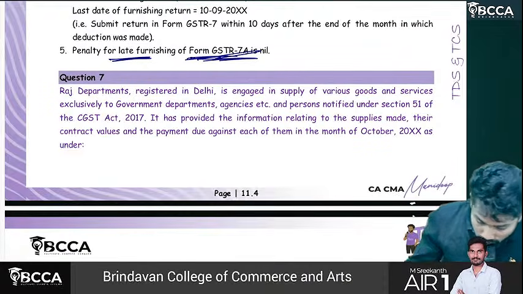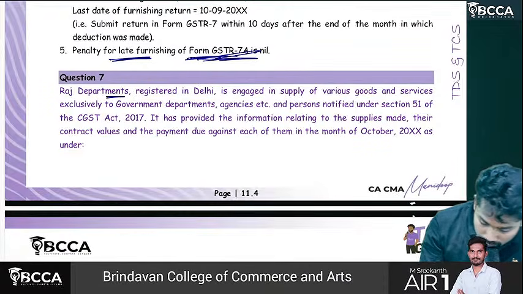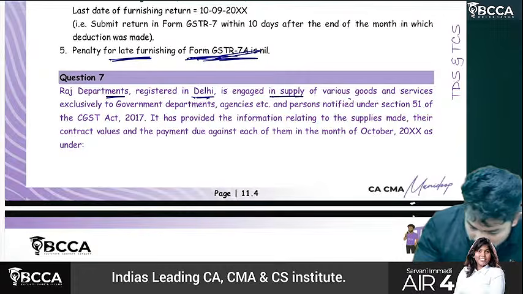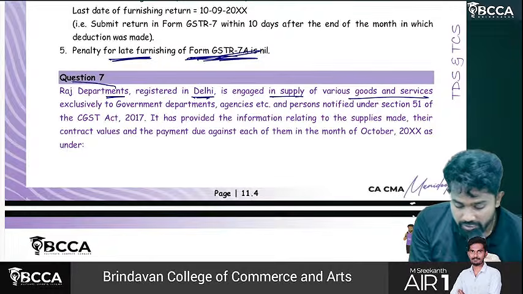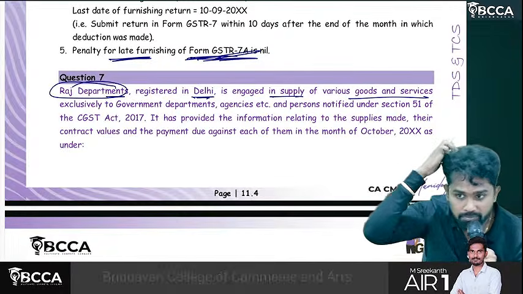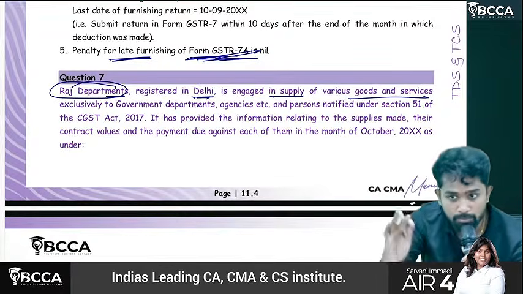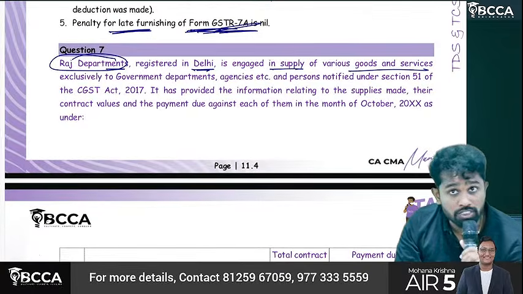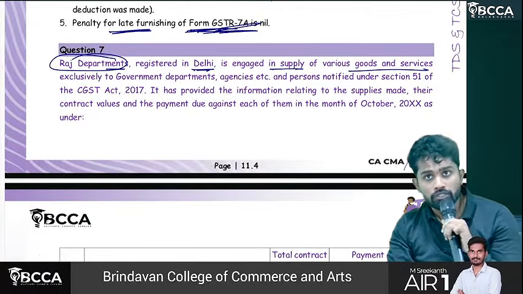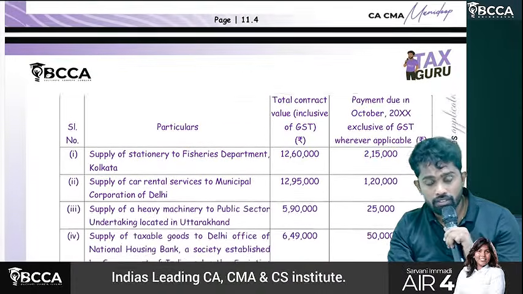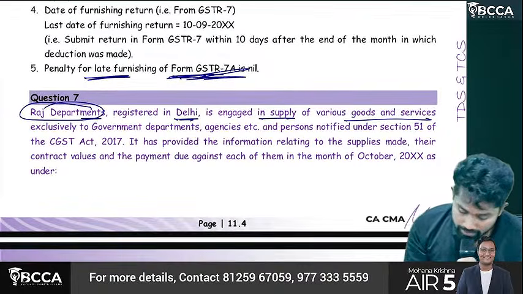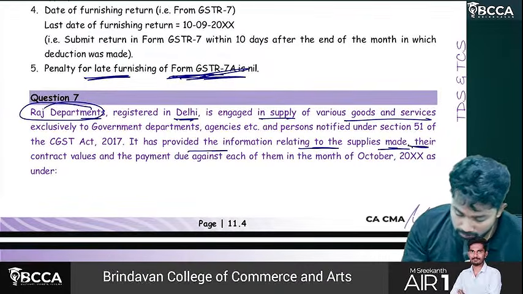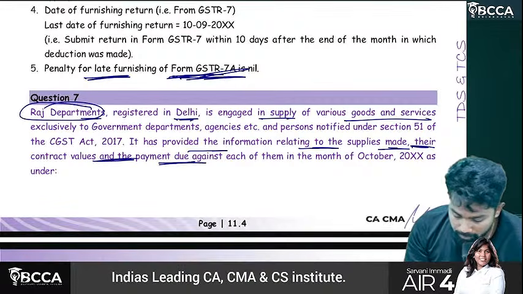So here, what happened means, Raj departments registered in Delhi is engaged in supply of various goods and services. In CA question here, instead of Raj departments there will be some other name. Delhi also common only, but some other name they kept. Okay, I'll explain the question, sir. Sir, everybody important. So this question, get proper clarity, sir. It has provided the information related to the supplies made, the contract values and the payment due against each of the items in the month of October are as under.